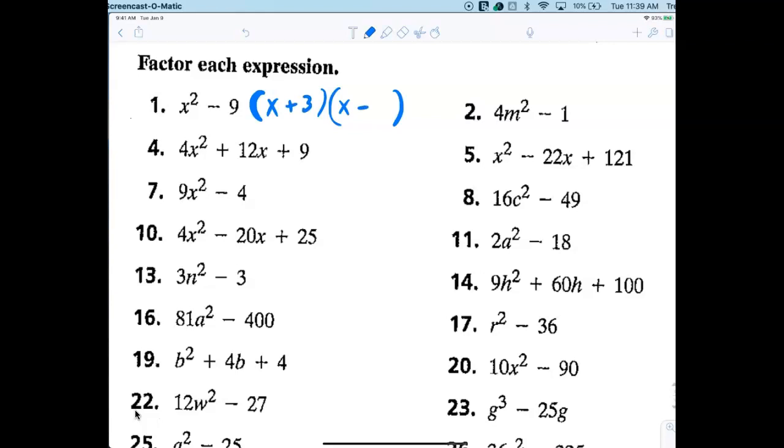X plus 3 and x minus 3. Now, this is called the difference of squares. Why do you think it's called difference? Because it means subtracting. Why are they called squares? Because x squared is a perfect square and 9 is a perfect square. That's why they call it the difference of squares.